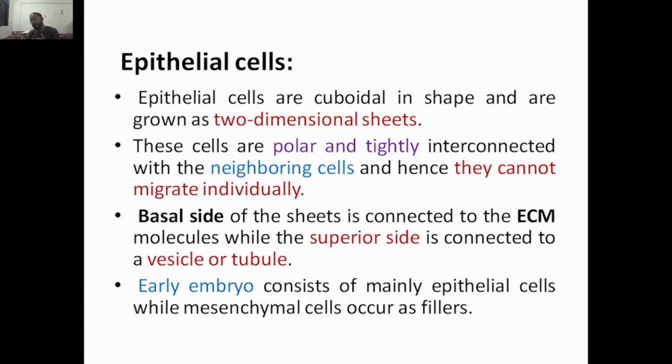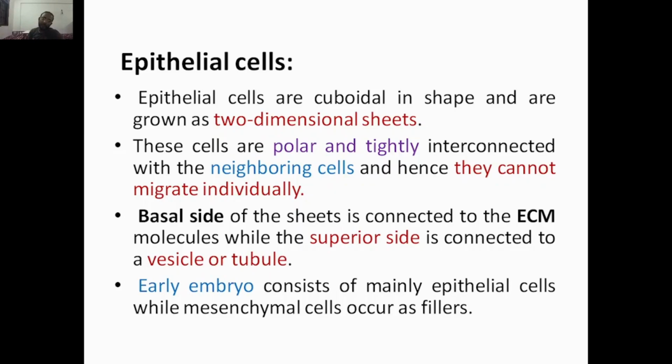Whereas mesenchymal cells will be free and loosely packed. Here it will be tightly packed. The cells come together tightly packed, interconnected with the neighboring cells, and hence they cannot migrate individually. A single cell cannot migrate. If it has to migrate, the whole sheet has to migrate. That's why they are called epithelial cells. The basal side of the sheet, the bottom side, is connected to the ECM molecules, while the superior side, the upper side, is connected to a vesicle or a tube, where the movement will be, right?